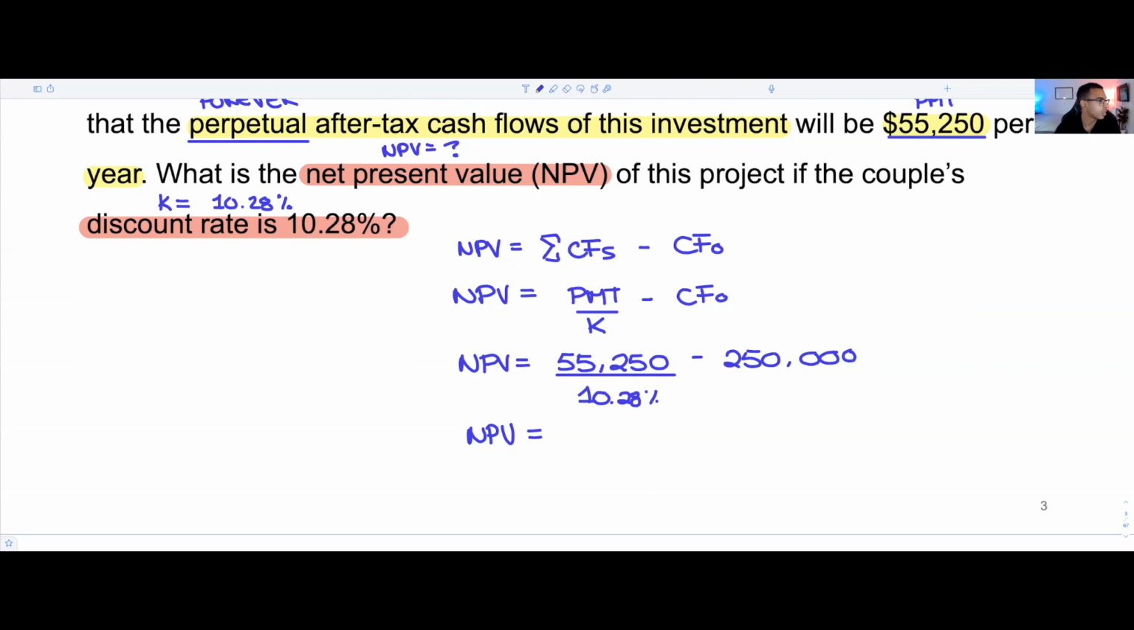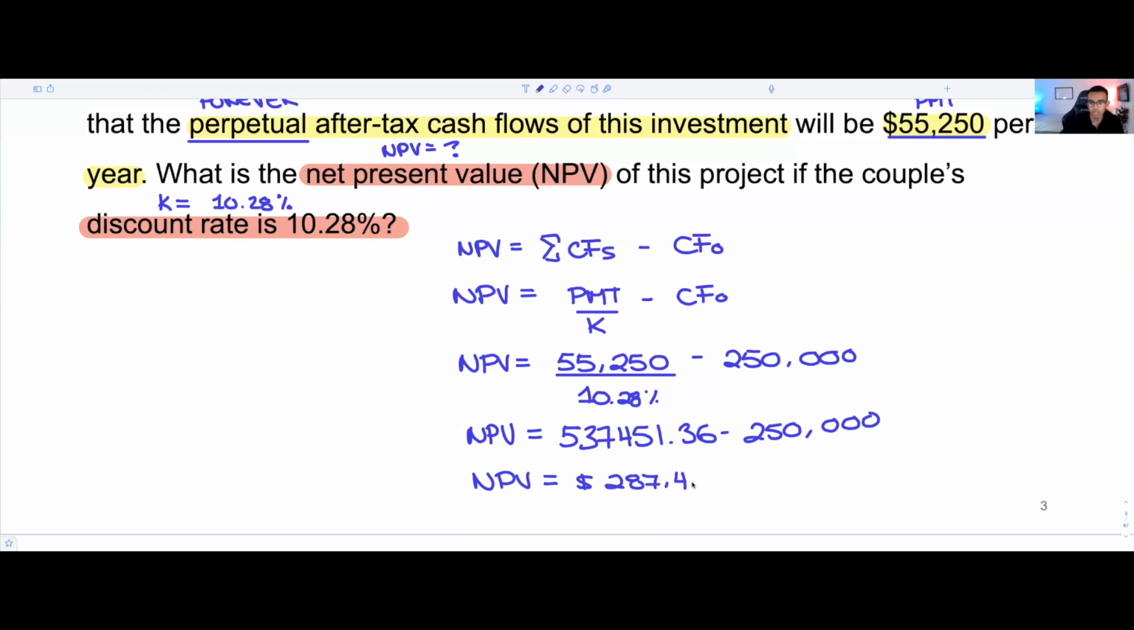So we could do this. So yeah, our value here would be 537,451.36 minus 250,000, such that our NPV will be equal to $287,451. Okay, so we got our NPV, which is awesome.